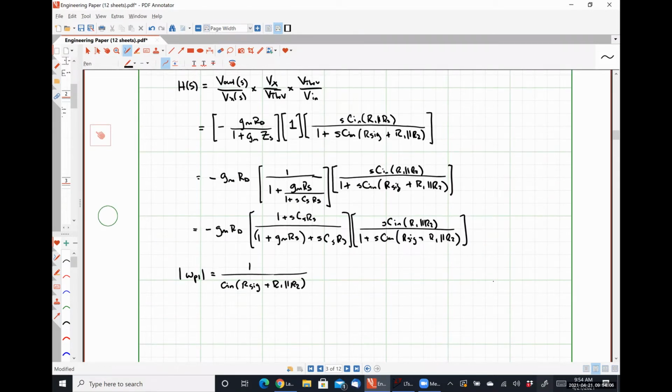I'm going to have a second pole, omega P2, at 1 plus gm RS divided by CS RS. I'm going to have a zero, omega Z1, at 1 over CS RS. And finally, I'm going to have a zero at 0.